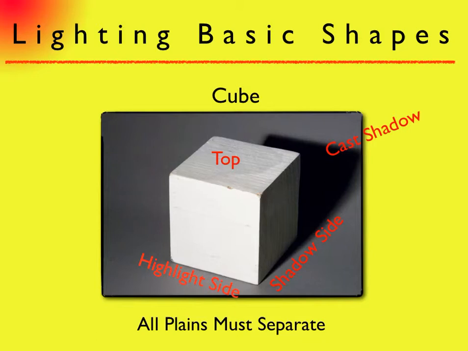And this is a tabletop setup. But all three planes must separate. And what I mean by that is the front face of this cube is a plane. The side, that's a plane. The top's a plane. We have the brightest in the front, which is your highlight. The next brightest is the top, and the dark, which is not as bright as the highlight side, and the dark side is the shadow side. And then, of course, the cast shadow.